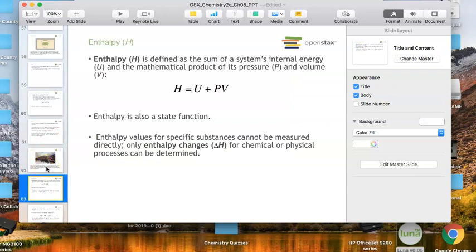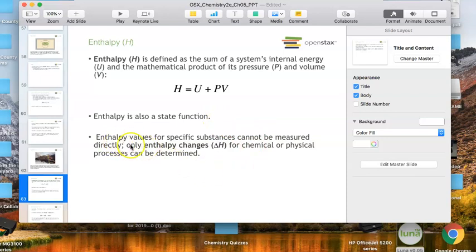So enthalpy is a state function, and it's defined as the sum of a system's internal energy and the mathematical product of its pressure and volume. So enthalpy is equal to the internal energy plus the pressure times the volume. So enthalpy is also a state function. It doesn't matter how you went about it. It's just looking at basically before and after. It doesn't care what happened in between.